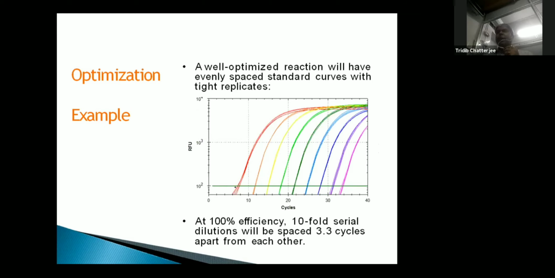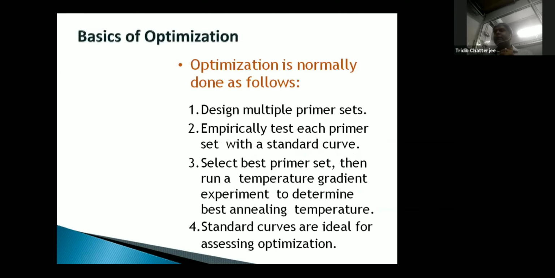So if I make replicates, all replicates should come as a single reaction. Here you can see all the replicates show as if it is a single run. And if I do dilutions, they should be evenly spaced. That means there should be even space between each, not more or not less. At 100% efficiency, a 10-fold serial dilution should ideally be evenly spaced by 3.3 cycles.